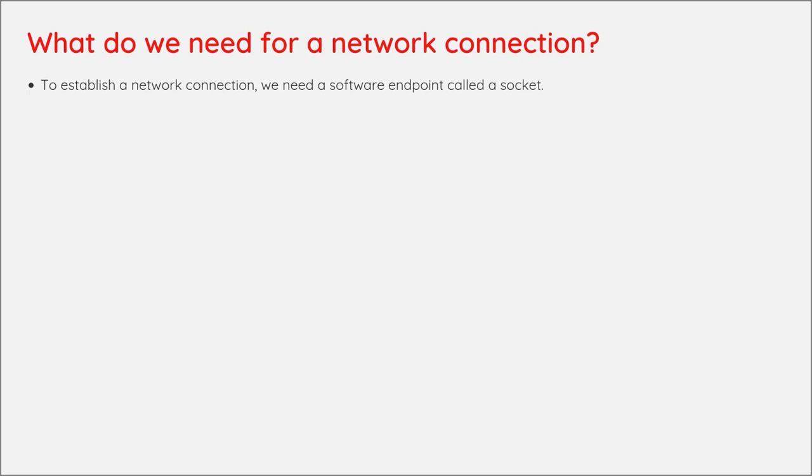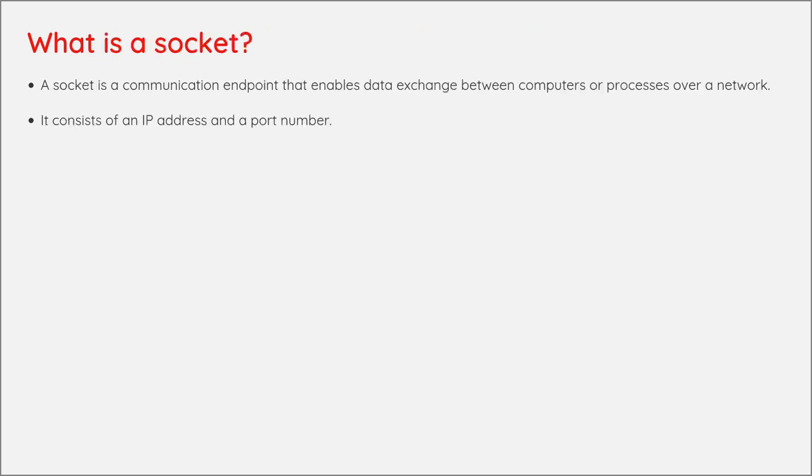What do we need for a network connection? To establish a network connection, we need a software endpoint called a socket. What is a socket? A socket is a communication endpoint that enables data exchange between computers or processes over a network. It consists of an IP address and a port number.